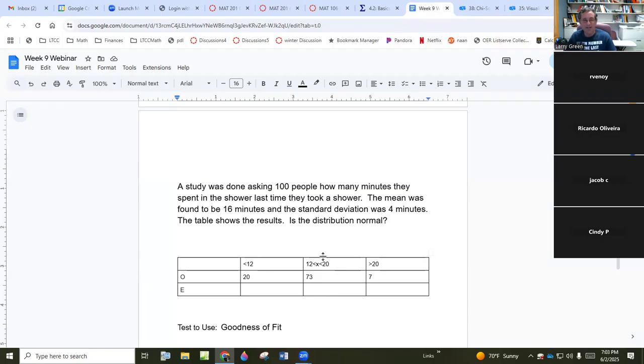Any questions on that? So now we've got to remember what percent or what proportion of the data, if it is a normal distribution, should lie within 1 standard deviation of the mean. Does anyone remember that number? The hint is it's called the empirical rule. Do you remember what percent lies within 1 standard deviation of the mean?